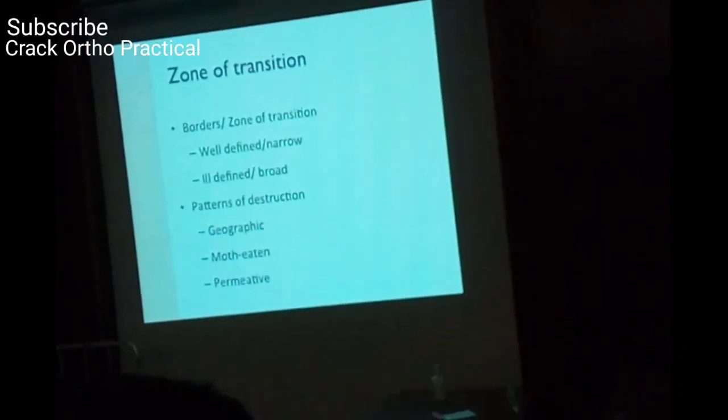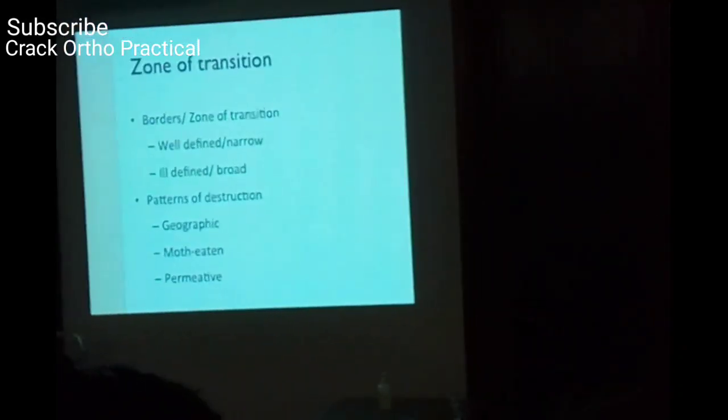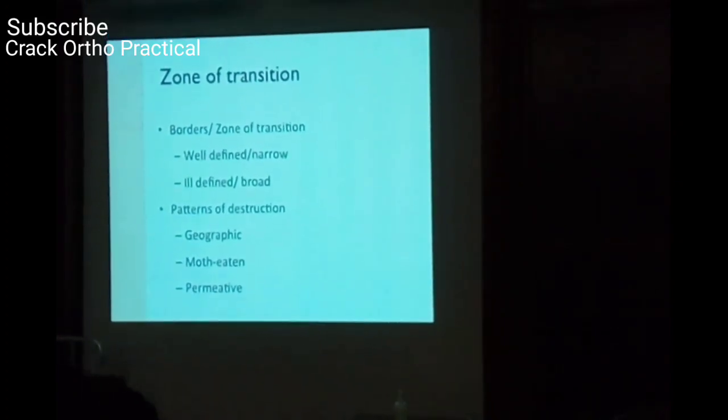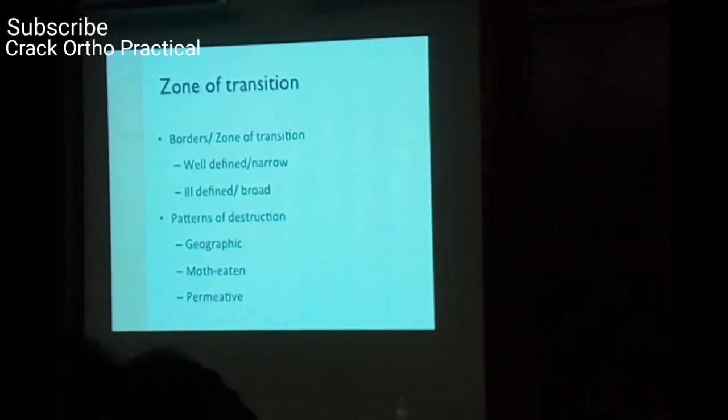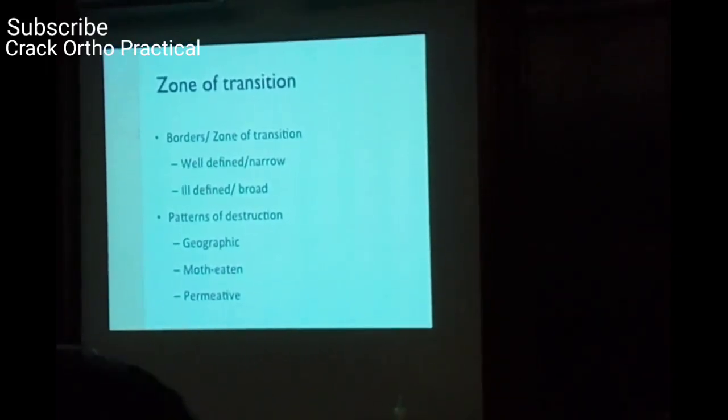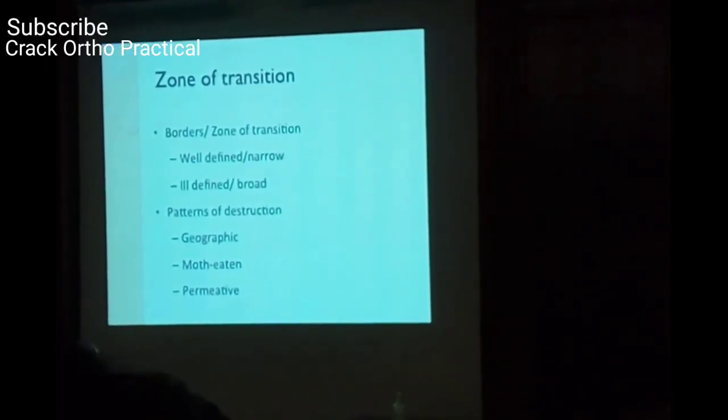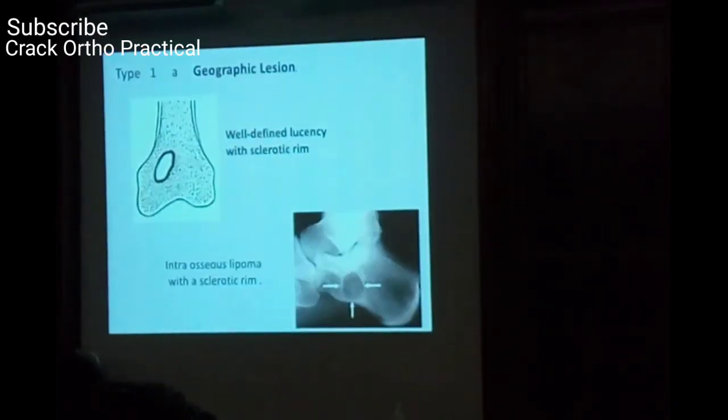Now the zone of transition. After describing the matrix, you have to describe the zone of transition. The zone of transition can be very well defined or ill defined. It is classified by Lodwick in 3 grades, 1, 2, and 3: geographic, moth-eaten, or permeative. Geographic is further divided into 3 types.